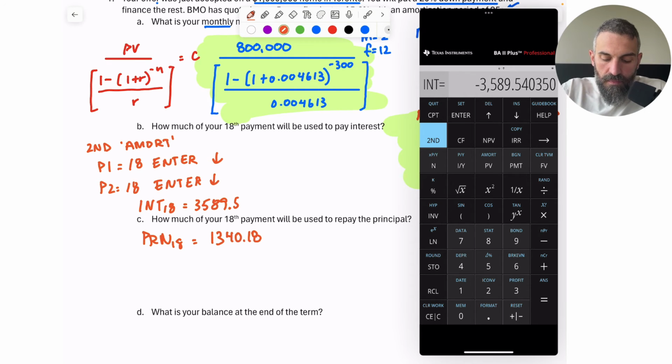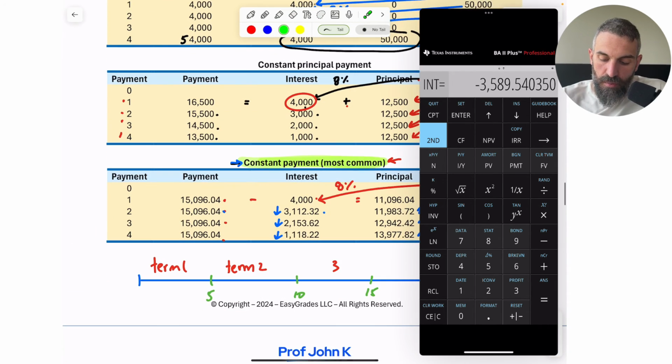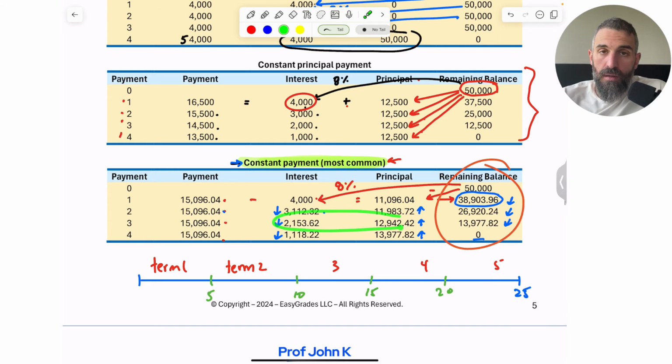And if you go down once more, you'll get the interest portion of your 18th payment, which is $3,589.54. You see, like I said, with a financial calculator, it's really, really nice because the calculator will do all the work for you. And one more time, what we just found are these numbers, but for the 18th payment specifically.